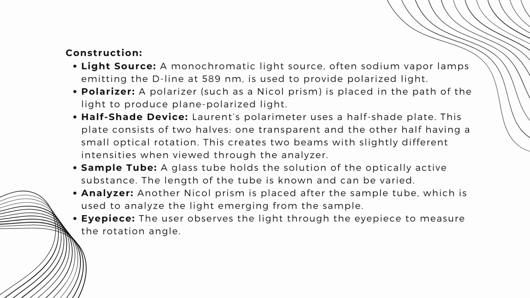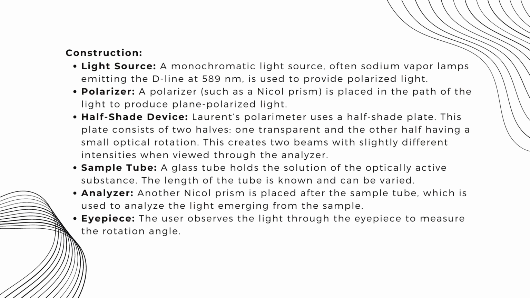Light source: a monochromatic light source, often a sodium vapor lamp emitting the D line at 589 nanometers, is used to provide polarized light. Polarizer: a polarizer, such as a nickel prism, is placed in the path of the light to produce plane polarized light. Half-shade device: the Lorentz polarimeter uses a half-shade plate.